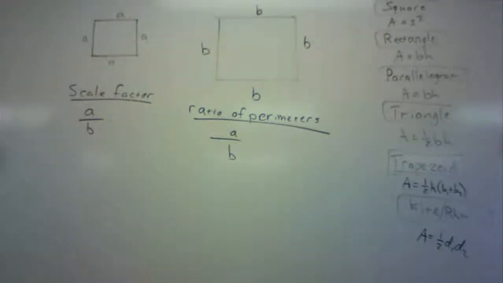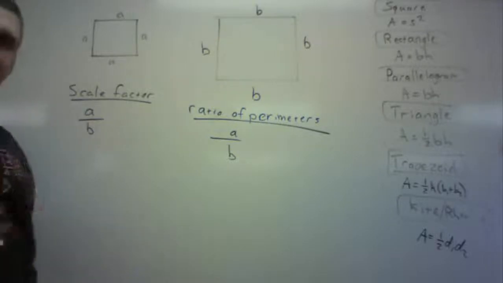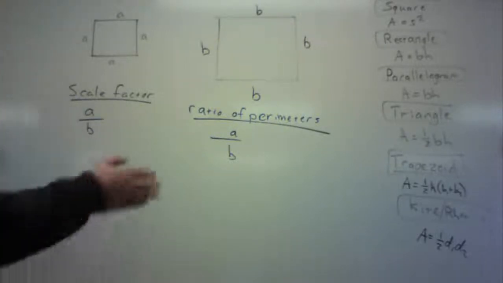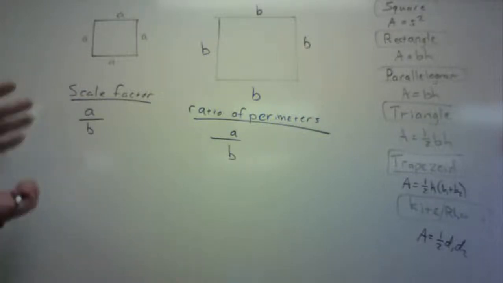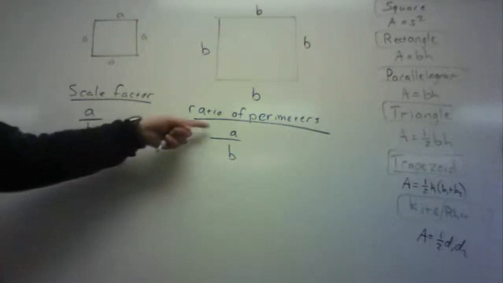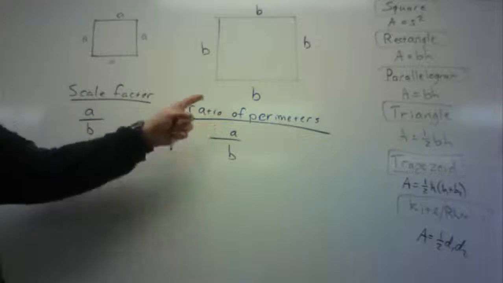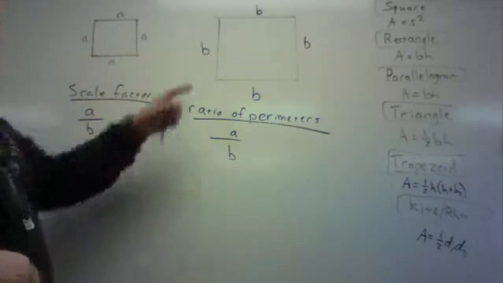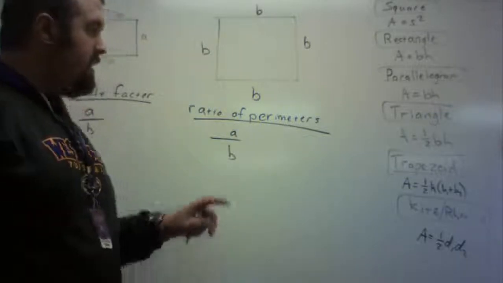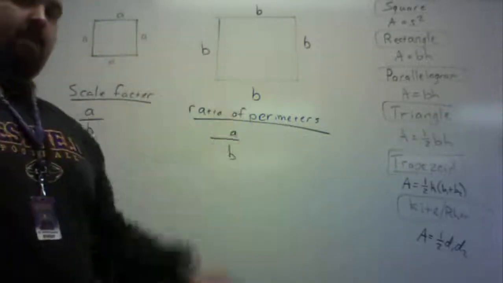Anytime I look at lengths in similar shapes, the ratio or the scale factor of side to side is going to be the same for any length in it. So that means when I look at the perimeters, it's still going to have the same ratio, a to b. It's not saying that this perimeter will be a and this perimeter will be b. Not even close. It's saying the ratio of the perimeters will be a to b.